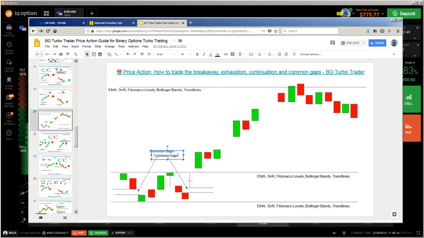So let me draw this here, gap down. Yes, gap down, because the window is below. Somebody also calls it a window, but I prefer gaps. And then we have here the gap up. This is a gap up. Those are common gaps in between of a range, of a trend channel, and so on. Those are the common gaps.